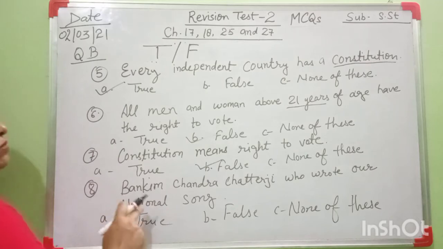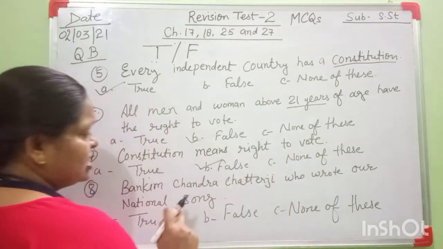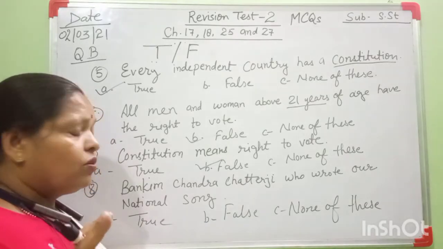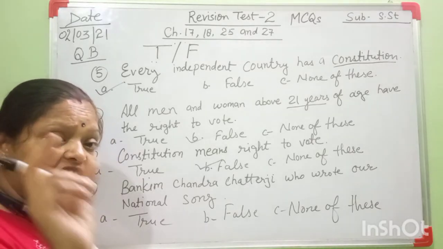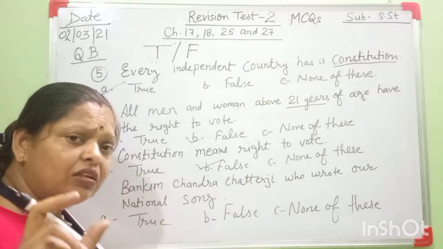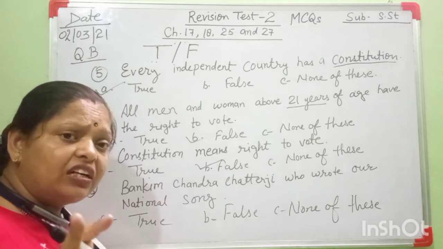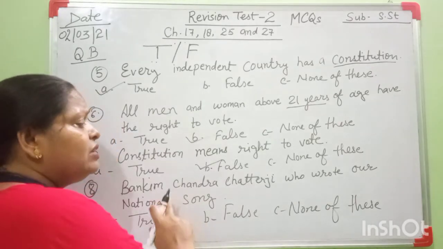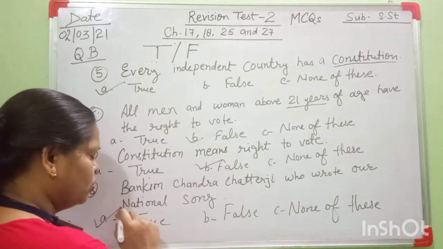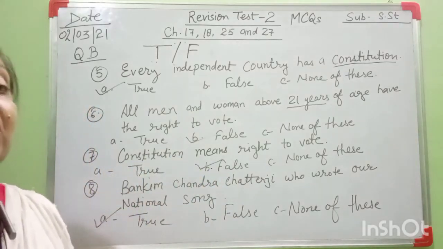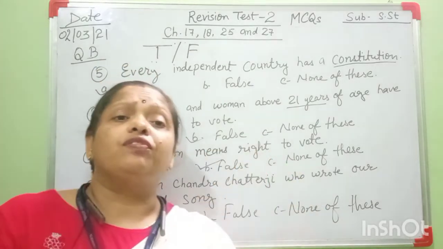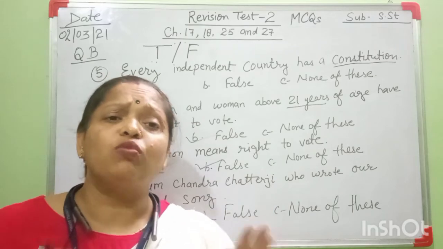Next question: Bankim Chandra Chatterjee wrote our national song. Our national song is Vande Mataram, all of you remember it. And our national anthem is Jana Gana Mana. And who wrote Jana Gana Mana? The great poet Rabindranath Tagore. Bankim Chandra Chatterjee wrote our national song, it's true. And our national song is Vande Mataram.